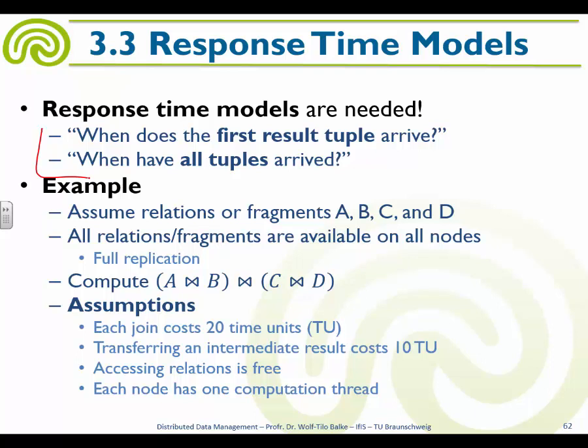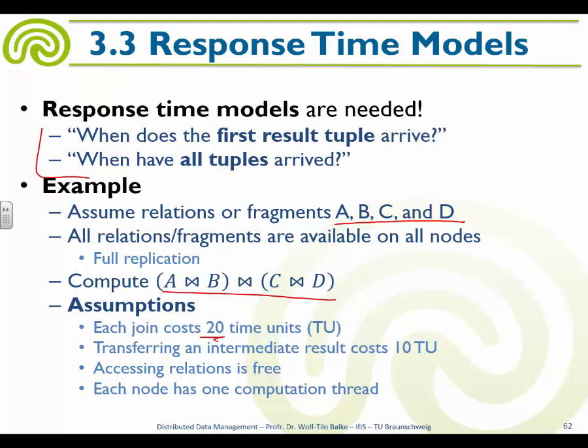Let me do an example, right? I have relations of fragments A, B, C, and D. And assume that all the relations and fragments are available on all nodes. So I do a full replication over my network. I have full computing power in every node, and every node has the data. So now what I want to compute is a full join of everything, right?